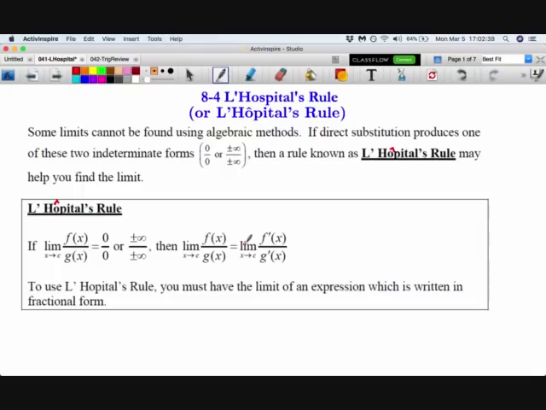Probably then you can either factor, probably then you can rationalize. You must have the limit of an expression which is written in fractional form. It has to look like f of x over g of x. It has to look like a fraction. And I also want to say this is not quotient rule, and it doesn't replace the quotient rule. This doesn't replace the quotient rule for all those problems where you would need it.